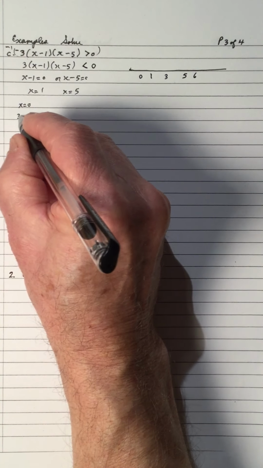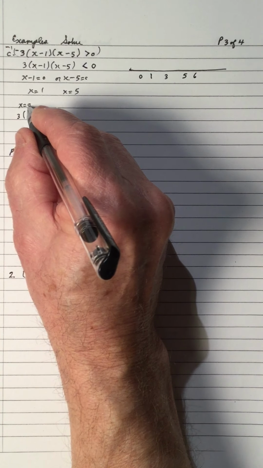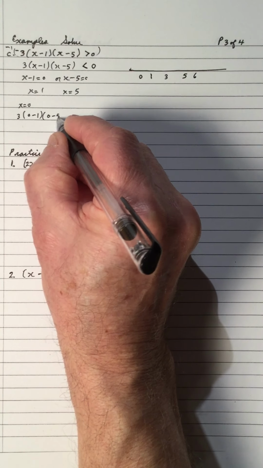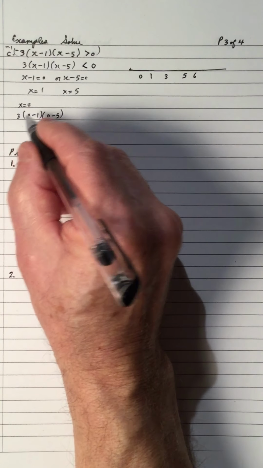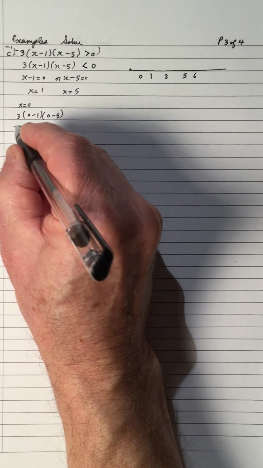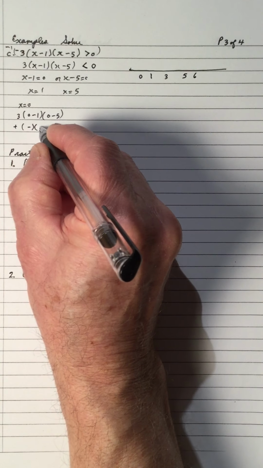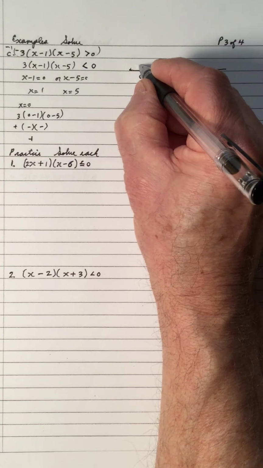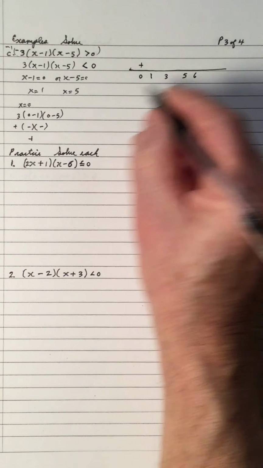So I got a 3, and x is 0: 0 minus 1, 0 minus 5. Again, I'm not worrying about what the numbers are. So that's a positive right there, and that's a negative, and that's a negative. So that ends up to be a positive number. So any number less than 1 is going to give me a positive.